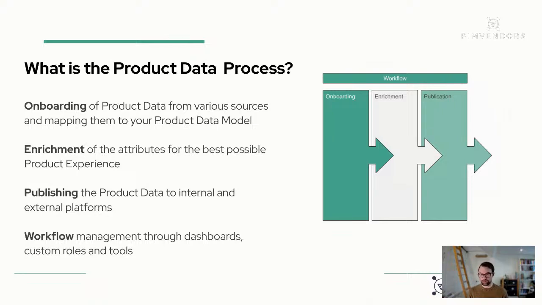There's enrichment, so you need to make sure that you create the best possible version of that product. You want to have the richest possible product experience, and that all happens in the enrichment phase. That means adding images, adding translations, adding the relationships that we just discussed. And then when the product is ready, or at least ready enough, there might be a stage gate and you hit a publish button where it is published to all those internal and external platforms that happen downstream.